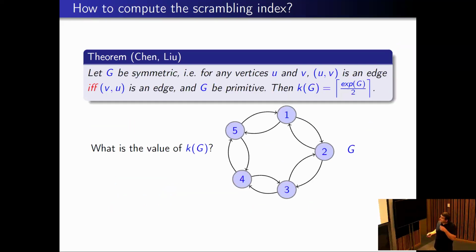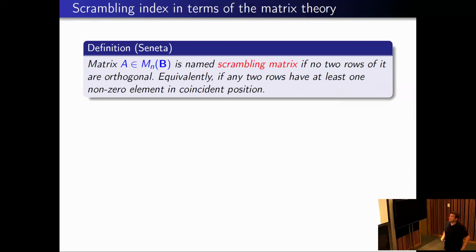There are results, for example like this by Shen and Lee. You have some additional structure, you have symmetry in the graph, and then the scrambling index is nothing but the ratio of the exponent by 2 of the original graph. So once you know the exponent, you could compute the scrambling index. But how to feel algebraically what it means?